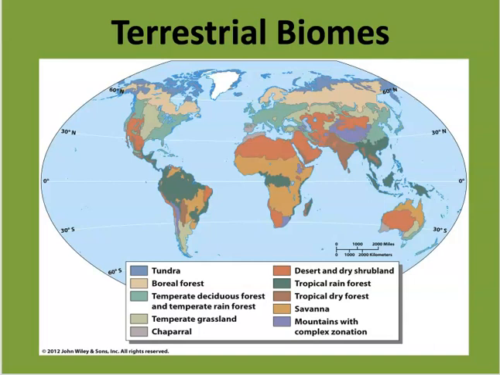Temperate grassland. Chaparral. Desert, dry shrubby. Tropical rainforest, tropical dry forest. I don't think we talk about tropical dry forests. Savannah, heard that one, perhaps. And mountains with complex zonation. I don't think we mentioned that one either. We hit on the big ones, though, okay?